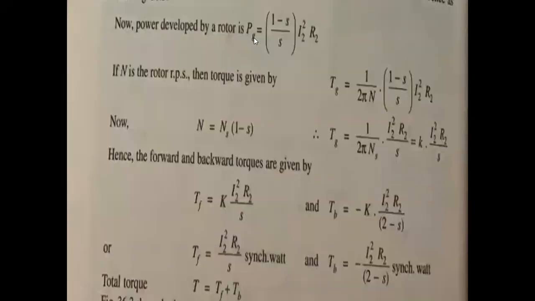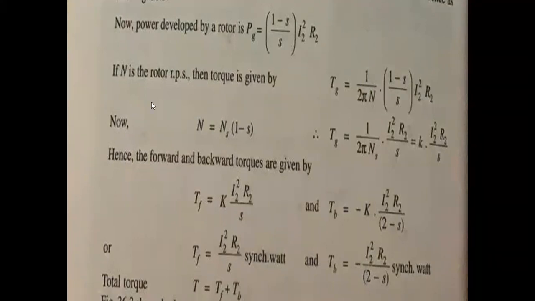See here, the power developed by the rotor is called PG. PG is the power developed by the rotor. That is equal to (1 minus S) by S into I2 square R2. So if N is taken in RPS, then torque is given by TZ is equal to 1 by 2 pi N, (1 minus S) by S into I2 square R2. So for P, if you put 1 by 2 pi N, you will get the torque.